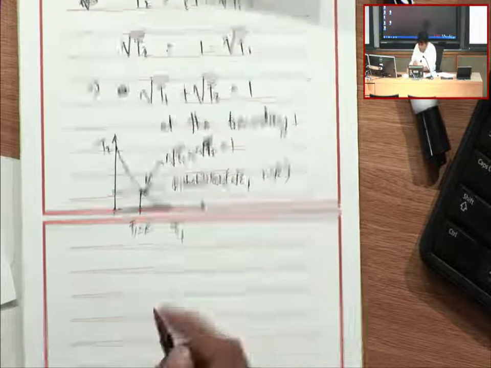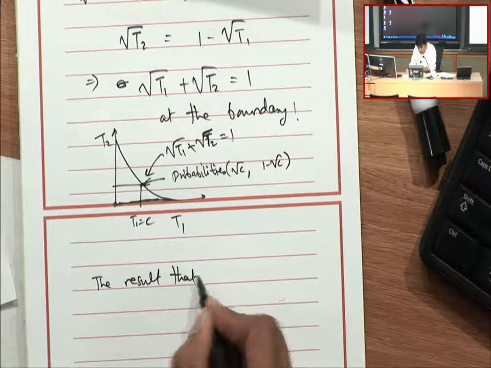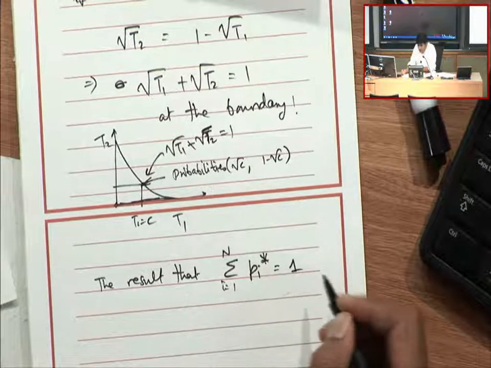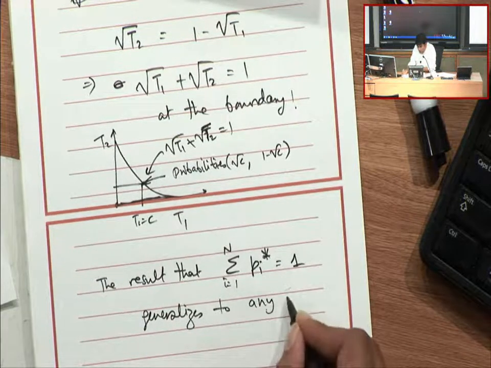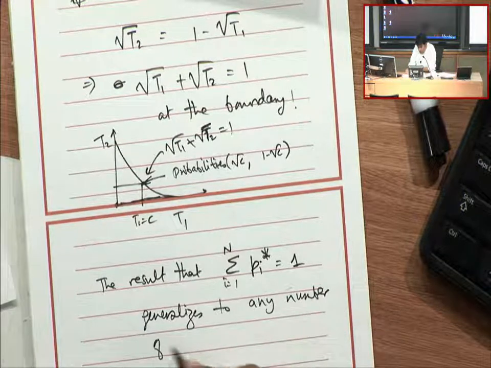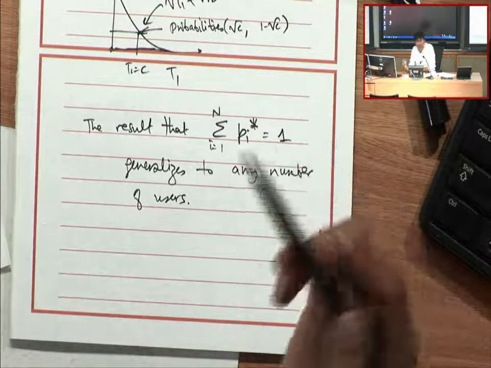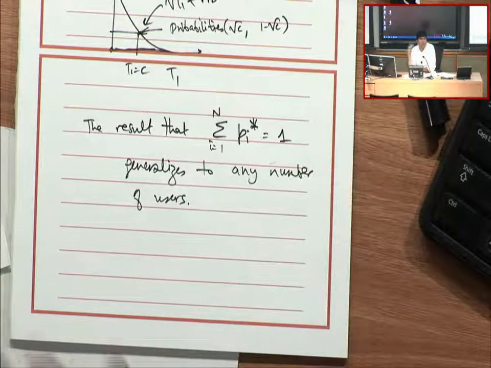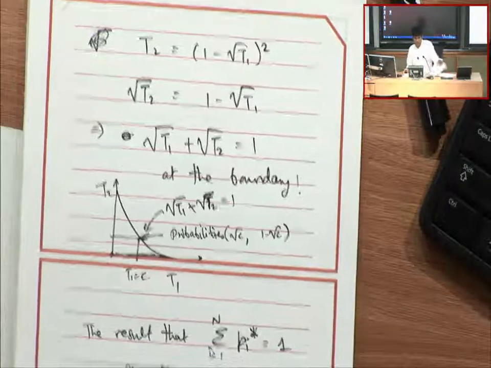And I said before, and we won't prove it, that the result that the summation of pi star for i from 1 to the number of users equals 1 generalizes to any number of users. Only now, as you saw in your assignment, the boundary is not just a curve, it's a surface. Like in 3 dimensions, it's a 2-dimensional surface, and in higher dimensions, it's a multi-dimensional surface. We can't visualize it, but that's what it would be. Okay. So that's slotted aloha and the throughput you get with it.